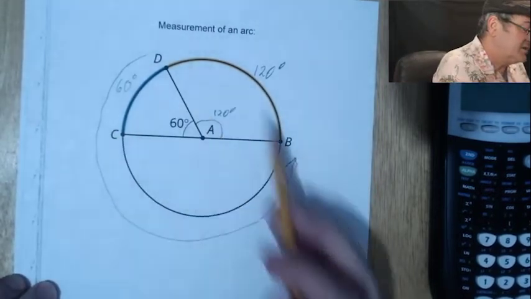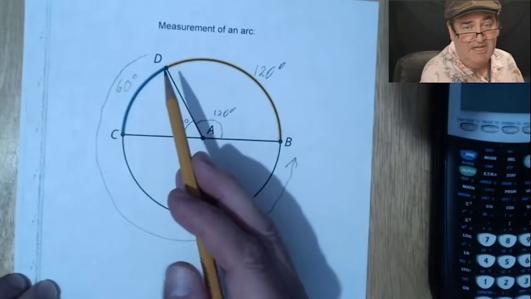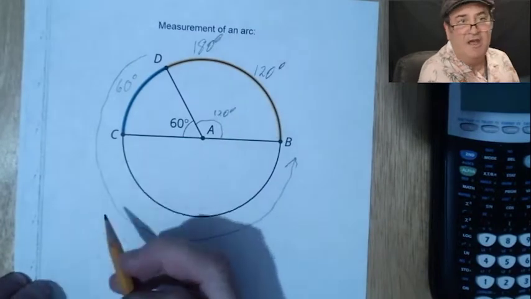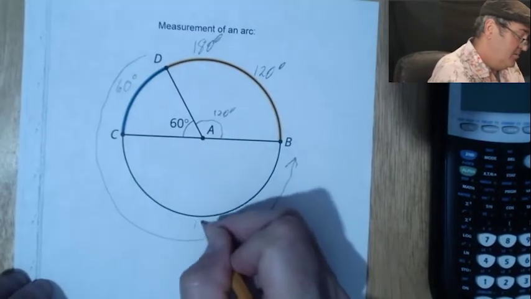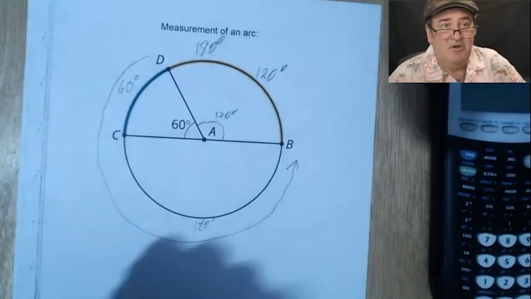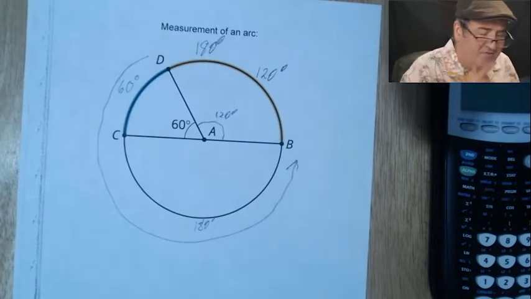So from C to B, that arc going through D is 180 degrees. What about the other CB that does not go through D? 180 degrees, right? A circle is 360 degrees. So that's a little bit on measuring arcs. So review that if you need to.